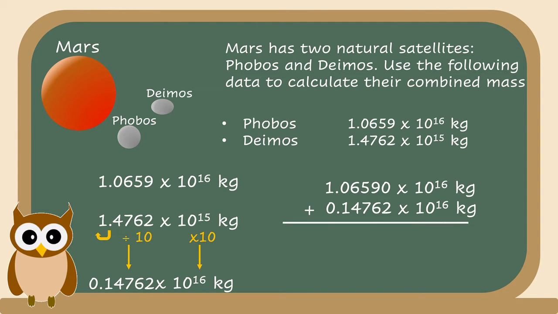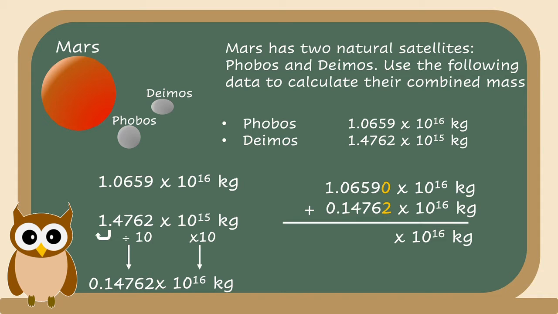Now let's take our two numbers that now have the same exponent and add them together. In addition problems, when you add them together, the exponent remains unchanged. And then we are left to add up the coefficients in the traditional manner.